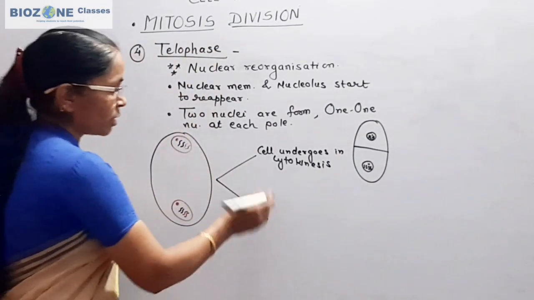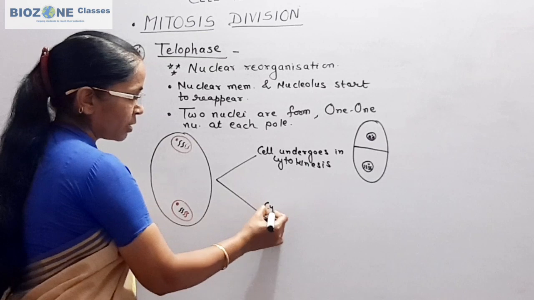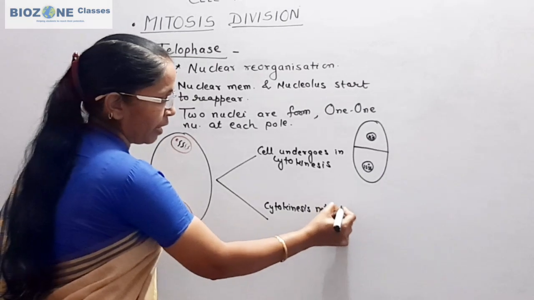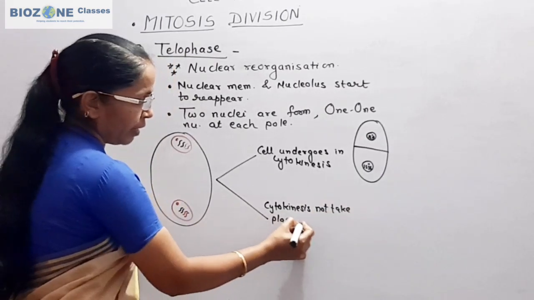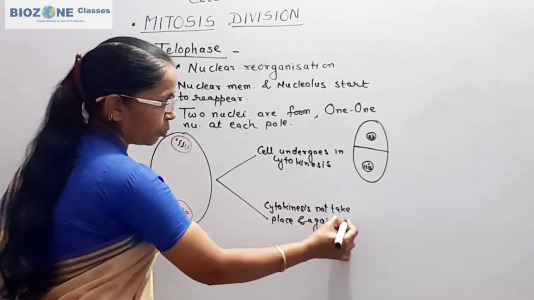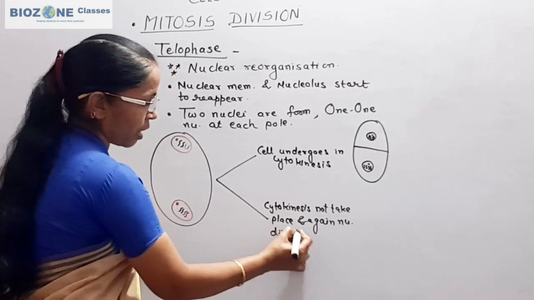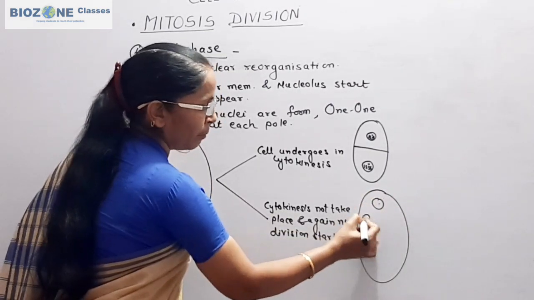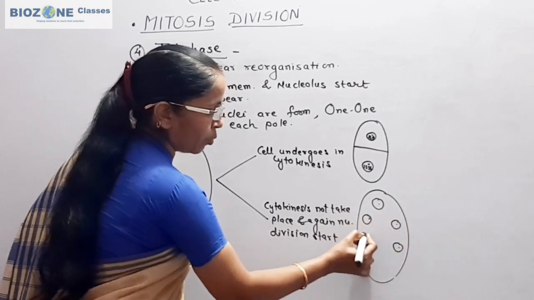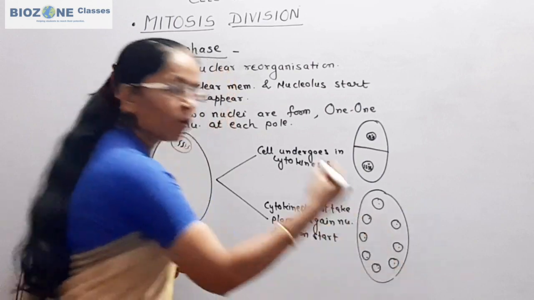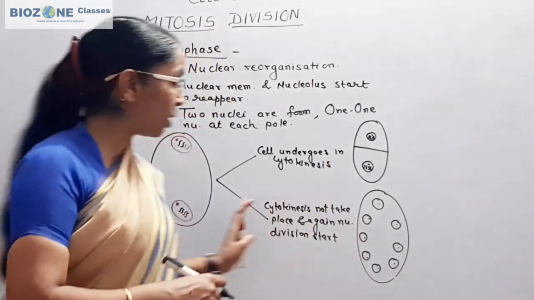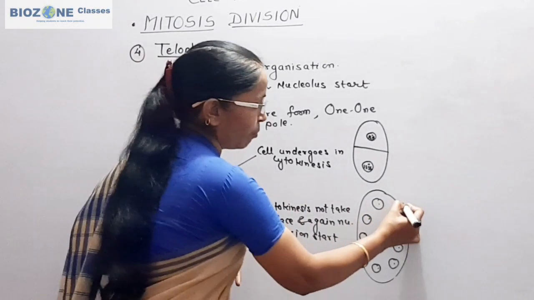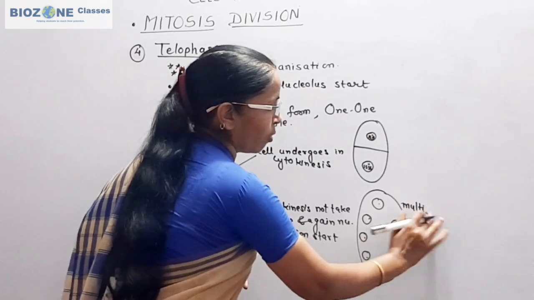But in case cytokinesis is not followed, cytokinesis does not take place, and again nuclear division starts. So what is happening? Inside a single cell, multiple nuclei, 4, then 8, then 16, a large number of nuclei are present, because nuclear division is not followed by cytokinesis, and because of that such multinucleate cells are formed.